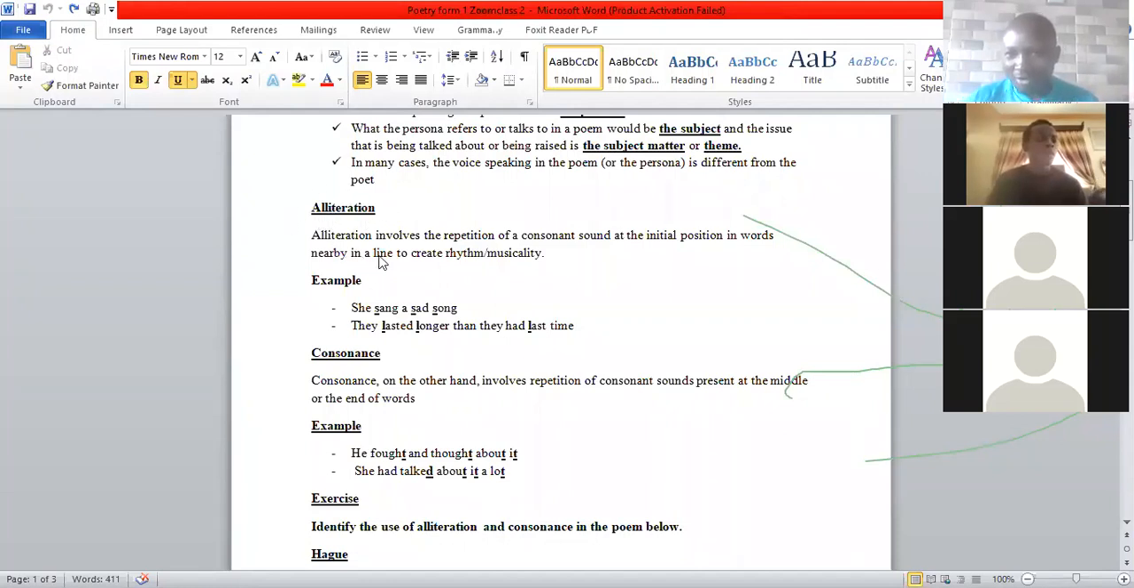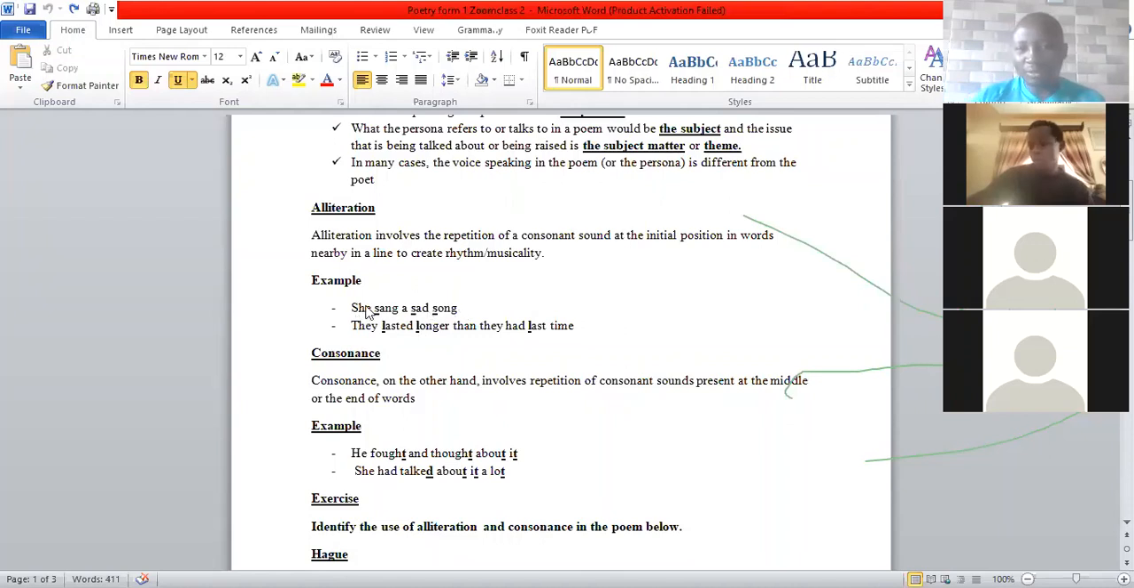Alliteration involves consonant sounds repeated at the beginning of two or more words in the same line of a poem. And we have examples given here. Look at these examples here.